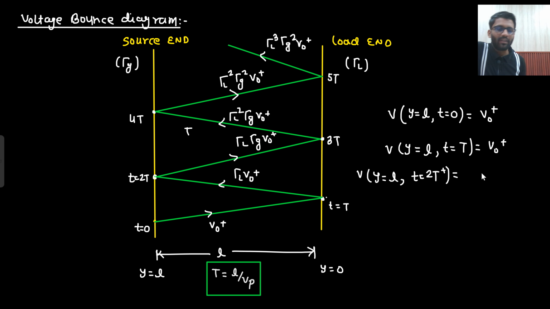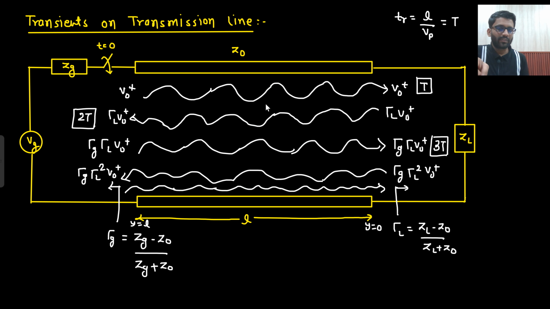So the voltage will be V naught plus, gamma L V naught plus, gamma L gamma G V naught plus. Why is that so? Look, V naught plus was there at time t, this reached here, now it is reflected back by the load, gamma L V naught plus, now it is reached here. Now gamma L V naught plus at time 2t has reached here. Along with that, it is reflected back as well.